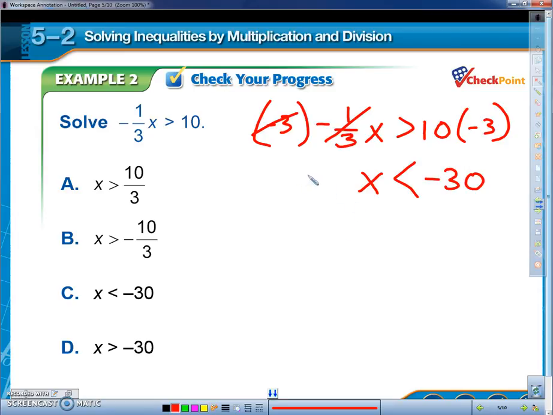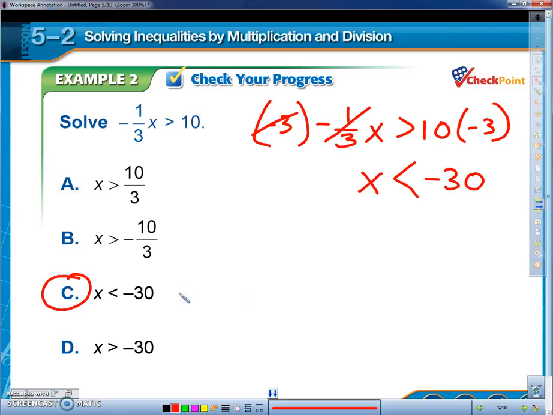Okay, so after you've got it worked out, this is what I came up with. I multiplied both sides by negative 3. When I multiplied by negative 3, the sign is going to flip. It's going to go from a greater than to a less than. So x is less than negative 30. Looks like C is going to be our answer right there.